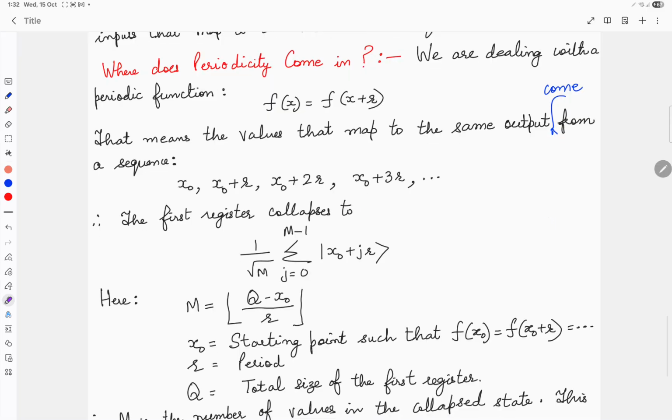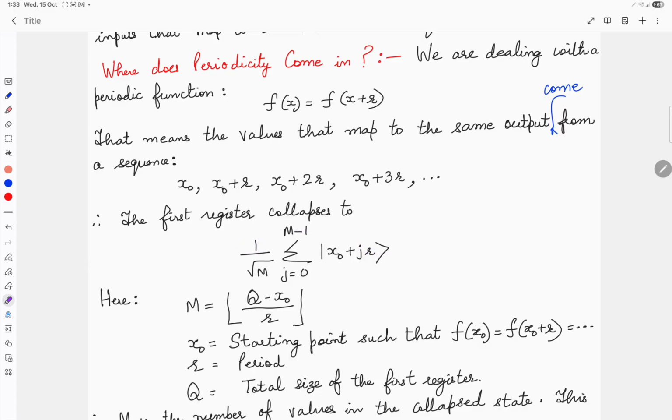Now the first register will of course collapse, and j is an index here, and the state is x0 plus jr. And what is m? M is equal to the floor of q minus x0 divided by r. Q we know is equal to 2 raised to the power 2n. So what is x0? The starting point such that f(x0) is equal to f(x0 plus r). That's the starting point. So q minus the starting point divided by the period, that is value m.